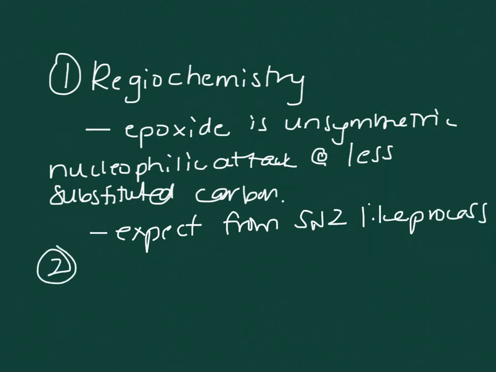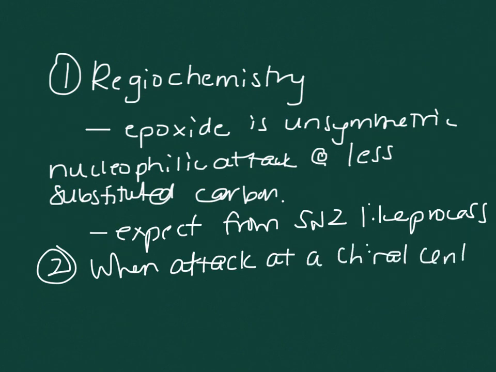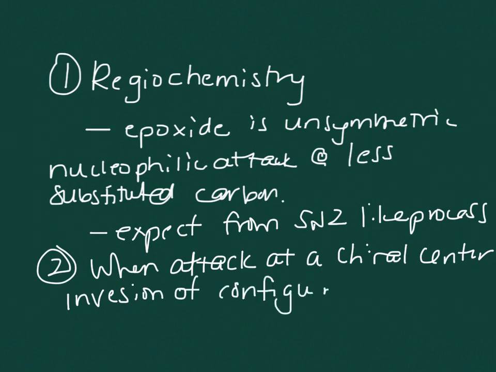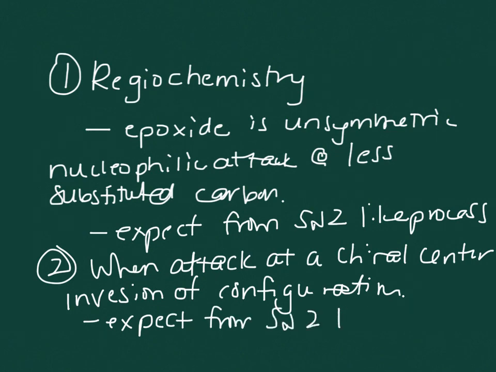Two, when you have attack at a chiral center, then you have inversion of configuration. Again, something that you would expect from an SN2-like process.